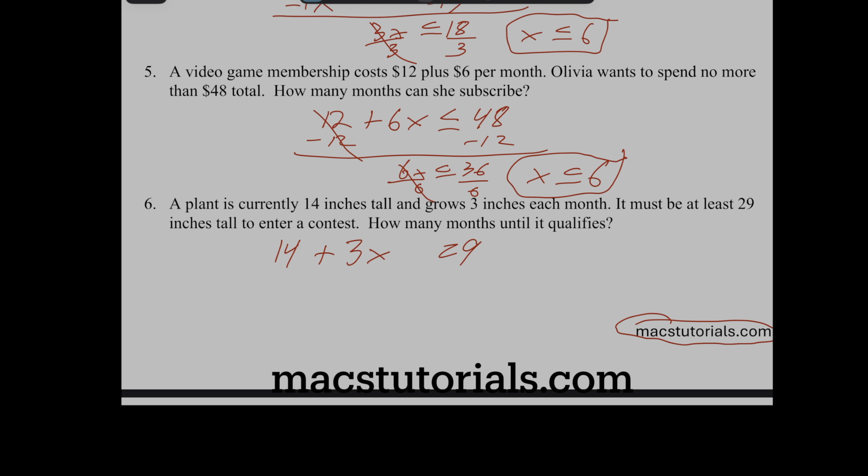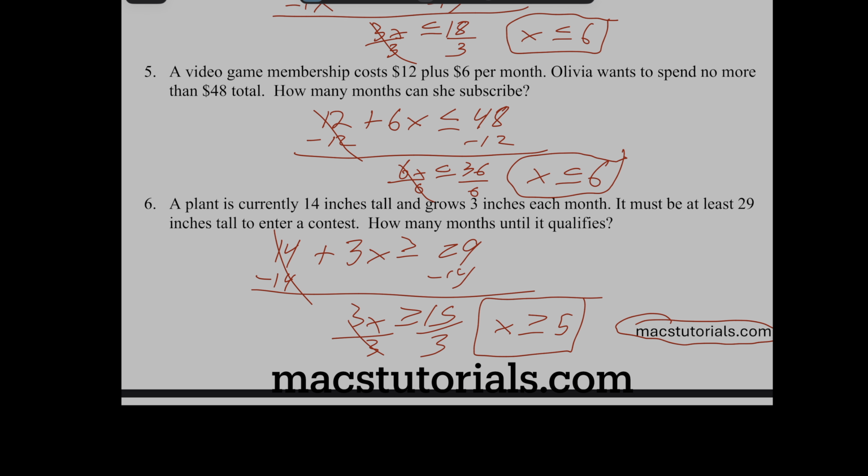29. Now I can't go in unless it's at least 29. Can it be 30? Yeah. Can it be 28? No. So whenever you use the words at least, it means this number's got to be greater than or equal to. So if I subtract 14, 3x is greater than or equal to 15. Divide each side by 3, and x is greater than or equal to 5. So I know that I need to be at least 5 months. It could be 6, it could be 8, it could be 12, but it can't be 4. That's why we do the greater than or equal sign.